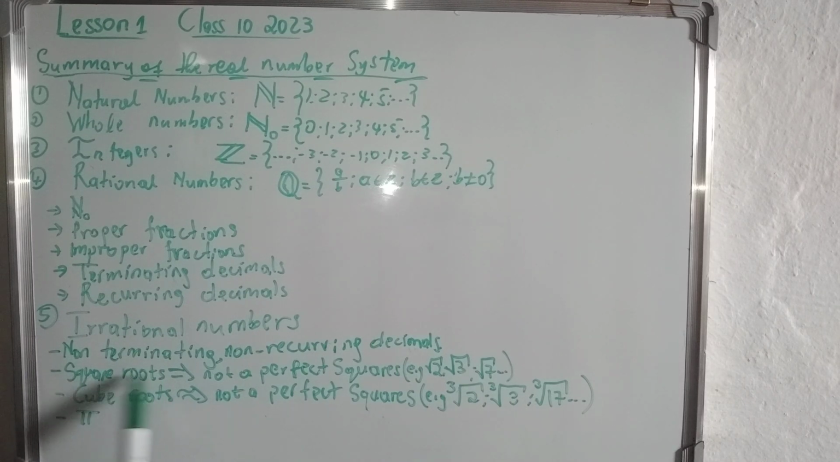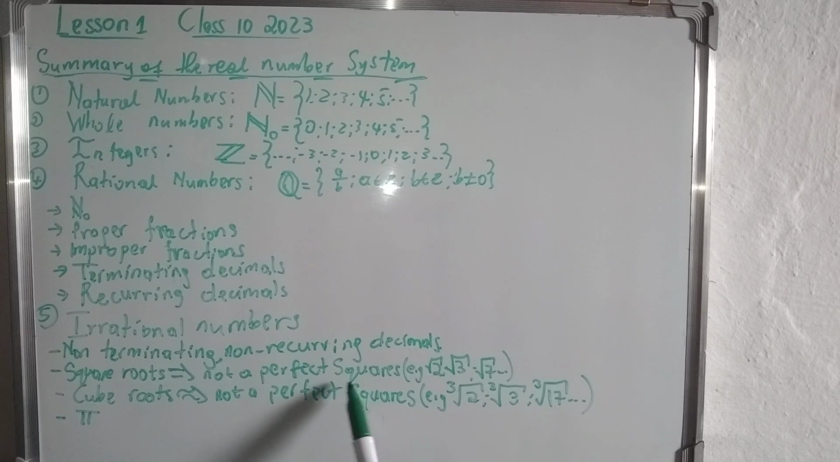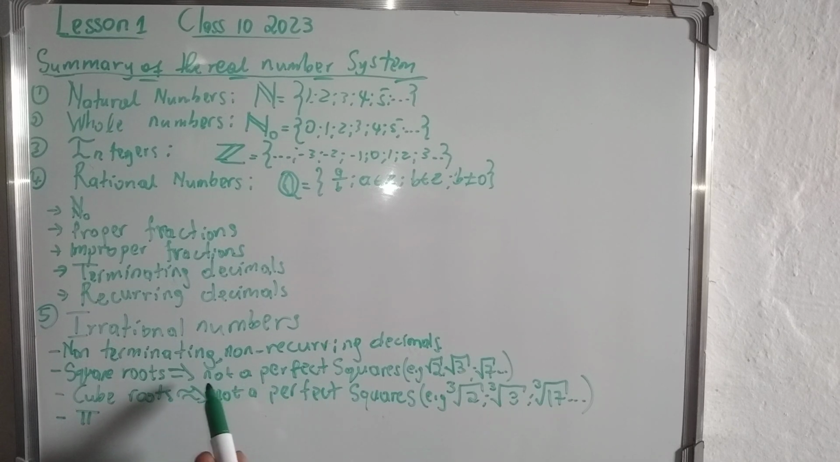The square roots that I am talking about are those that do not have perfect squares, that is, the square root of a number that is not a perfect square, e.g. the square root of 2. When you talk about a number that is not a perfect square, it's a number whose square root will not give you a whole number. Instead, it's going to give you a decimal number. So we consider that number as not a perfect square.